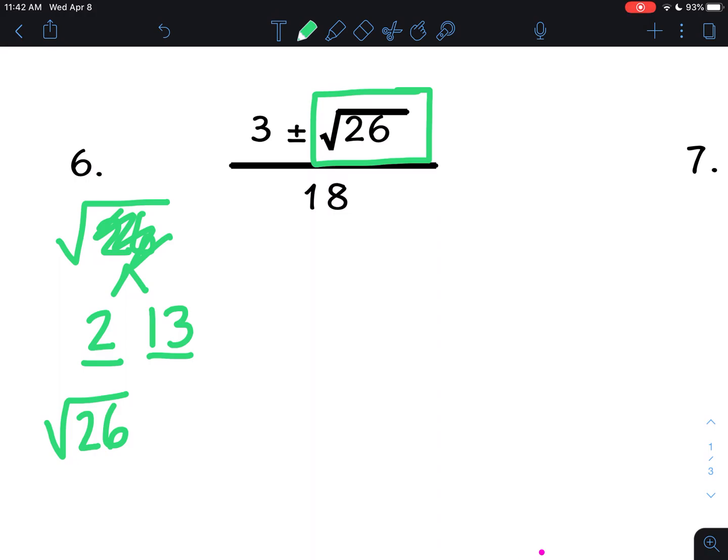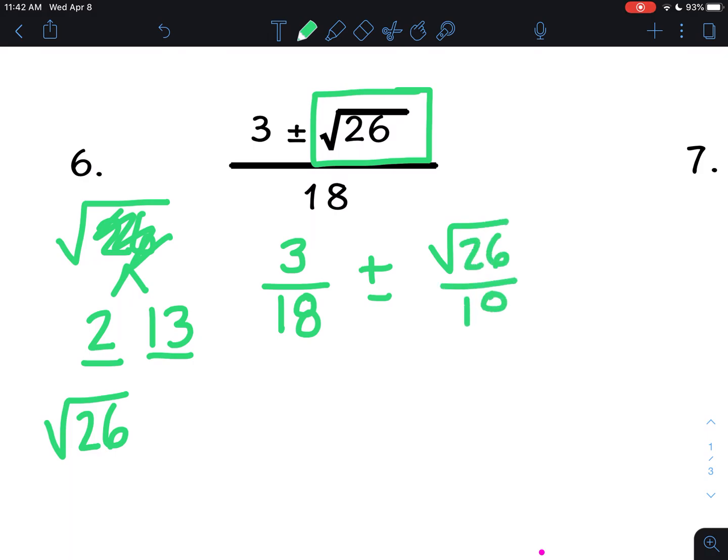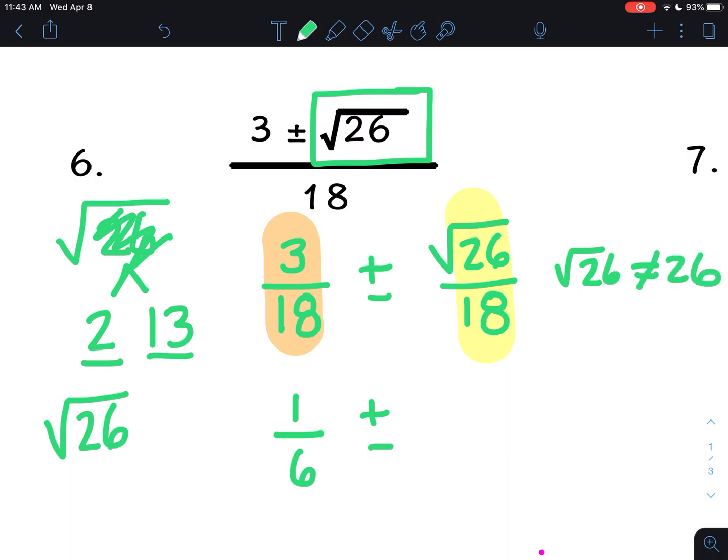So I'm going to split this up into the 2 fractions. 3 over 18 plus or minus the square root of 26 over 18. 3 is a factor of 18, so we can simplify this. If you divide both of those by 3, you get 1 over 6. Now, even though you might want to look at 26 and 18 and say they're both even, so you can divide away a 2, square root of 26 is not the same thing as 26.